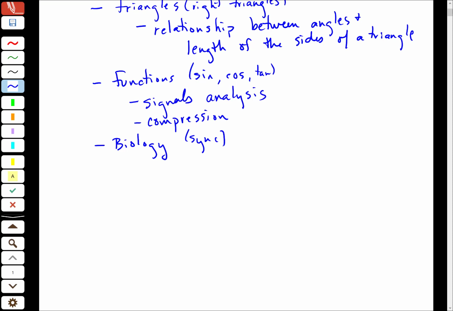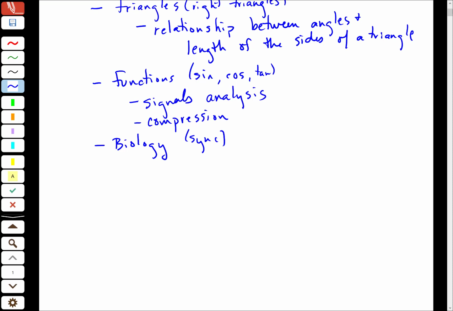So there's a wide variety, and this is the list that I came up with while brainstorming an hour before class. Is that okay? There's an insane list of things that people do with trig. It's very widely used because it's based fundamentally in what people observed about the real world.